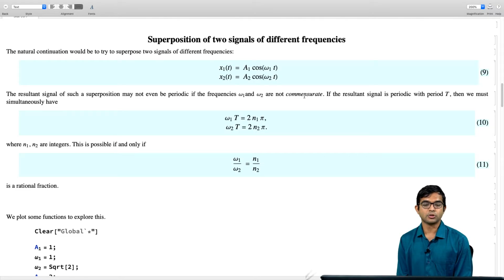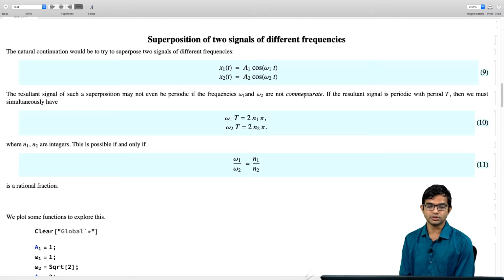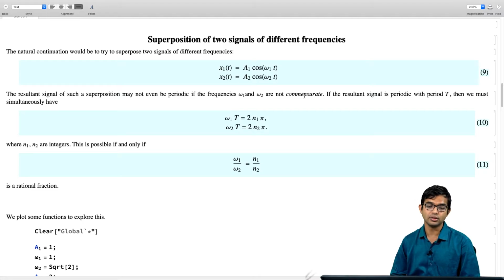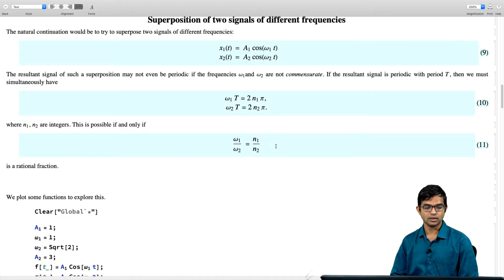So, and this is only possible if omega 1 divided by omega 2 is equal to n1 by n2. This is the key condition. So, if omega 1 by omega 2 can be written as the ratio of two integers, or it's a rational fraction, then and only then will your resultant signal be periodic, right?